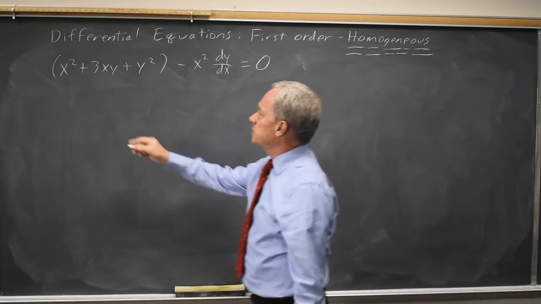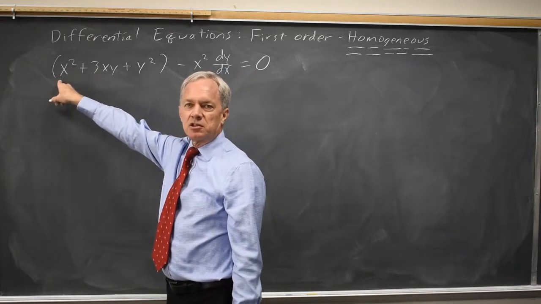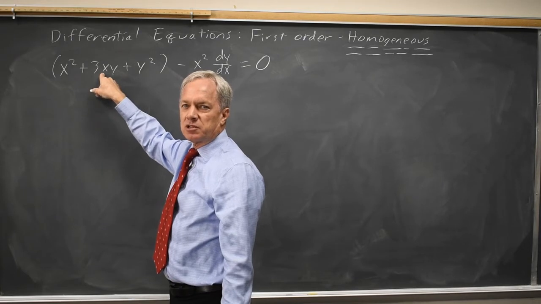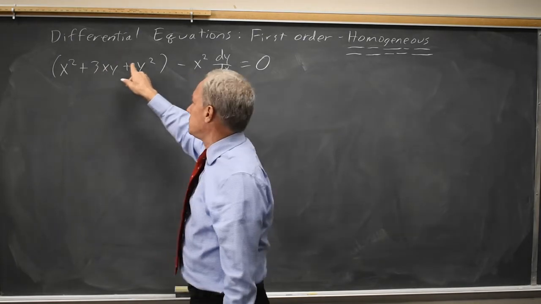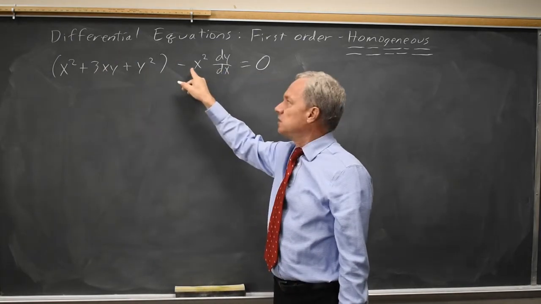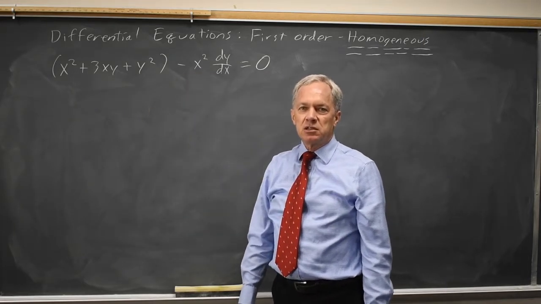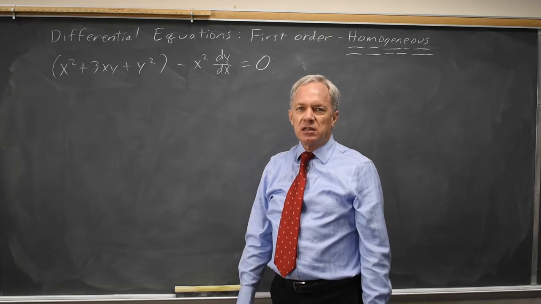We know it's homogeneous because the x squared is total degree 2. The xy, x to the first, y to the first, 1 plus 1 equals 2, total degree 2. Y squared is degree 2, and the negative x squared is degree 2. Everything has the same degree, so this is homogeneous.